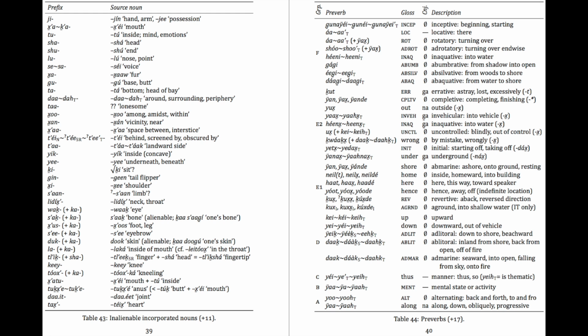Along, down, obliquely, progressive. So again, it's moving along, it's going down, it functions as a preverb, and we'll find some examples. All right, any questions?